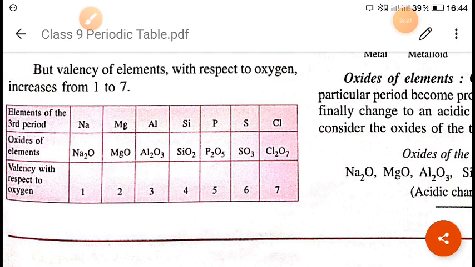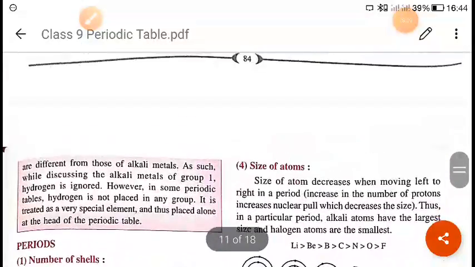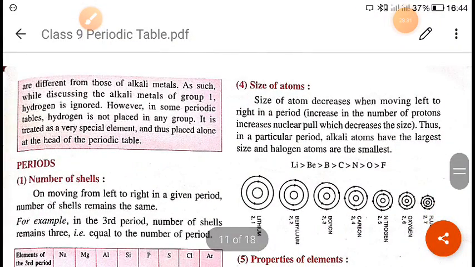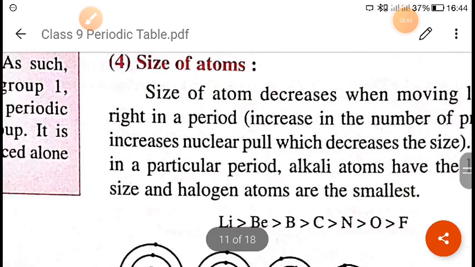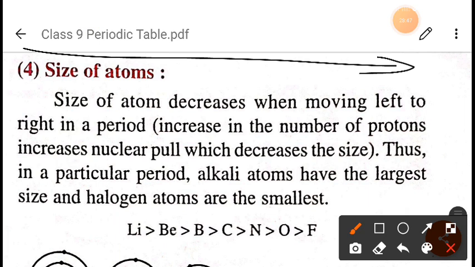Now next is the size of atom. When we talk about the size of atom, as I have already told you, the size of atom decreases while moving from left to right in a period. Always remember, we are not talking about going down the group; we are talking about the period.